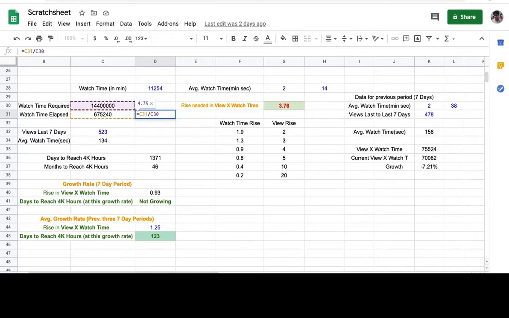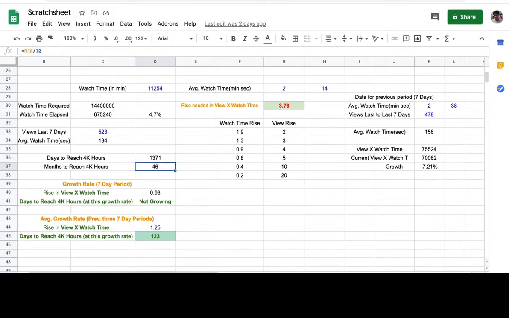This is just calculating the ratio of what I have covered so far. This time elapsed cell is getting the numbers from watch time in minutes and multiplying it by 60 to get it in seconds. And this average watch time is essentially getting you the watch time in seconds, converting this number over here to seconds. Now over here, how do you calculate how many days or months you will need? If you just take a simple average, you can get days and months through these cells.